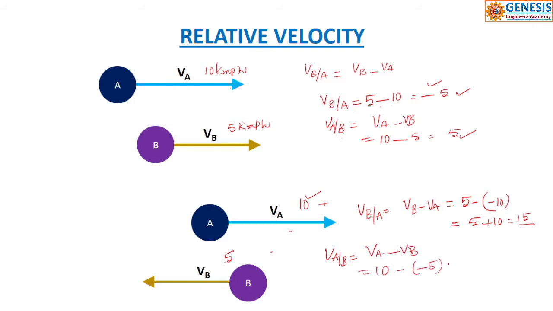This is 15. So the same effect will be there. The person sitting in the train will also experience that the train coming in the opposite direction is moving with 15 kilometers per hour. It appears to be so because of relative velocity. You got my point? So that is the same thing happening.